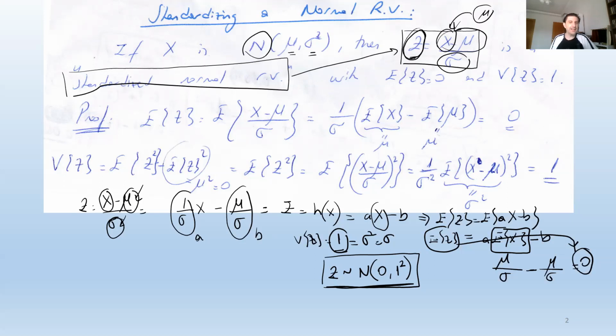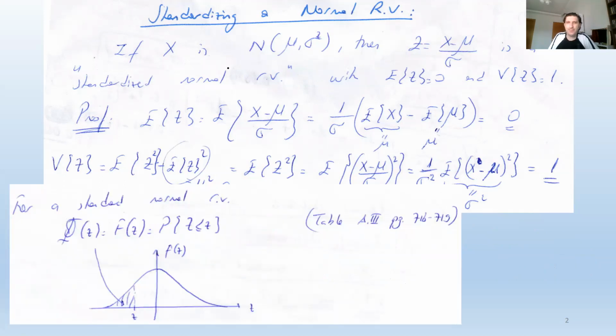And the nice thing is, if you apply this standardization procedure for different normal random variables, you end up with comparable z values from different distributions. That's the question. Okay, the expectation and the variance is found this way. But what about the distribution of z?